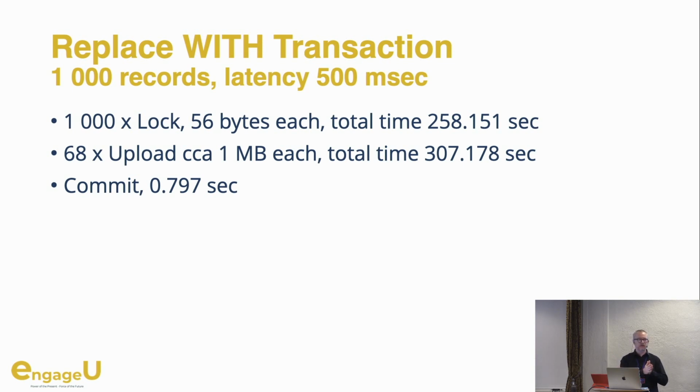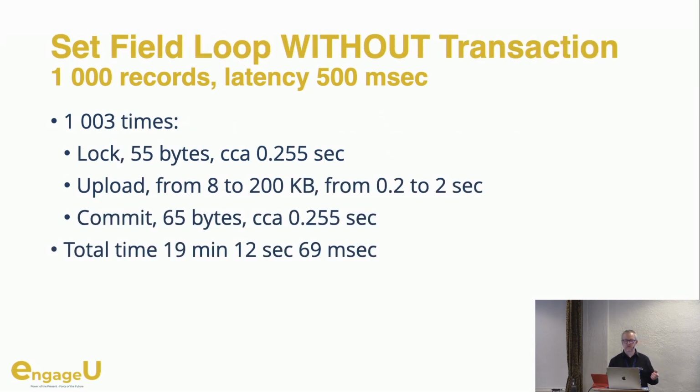So first it sent a log for every single record, and then it uploaded the updates of those 1,000 records all at once. With setField loop, for every single record, it was sending a log, that's one request, then it was uploading the change, another request, and then it was committing the change. I was using latency of 500 milliseconds, so you can imagine that for one record, it was 1.5 seconds.